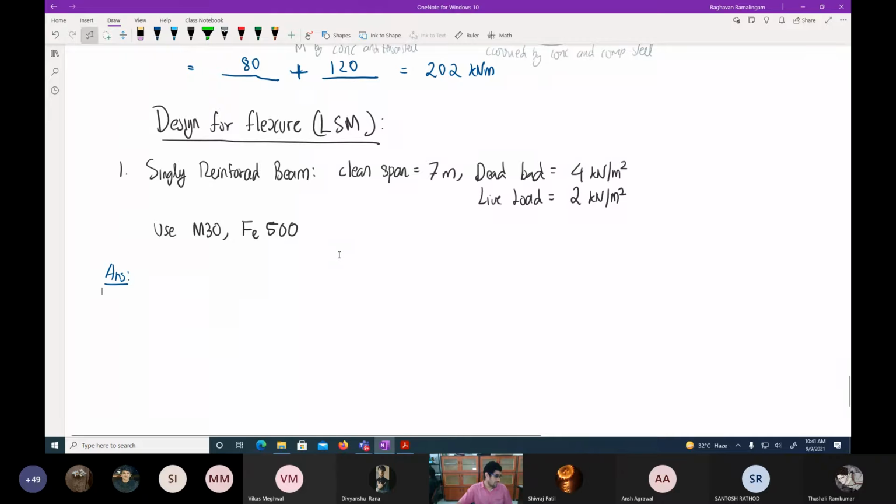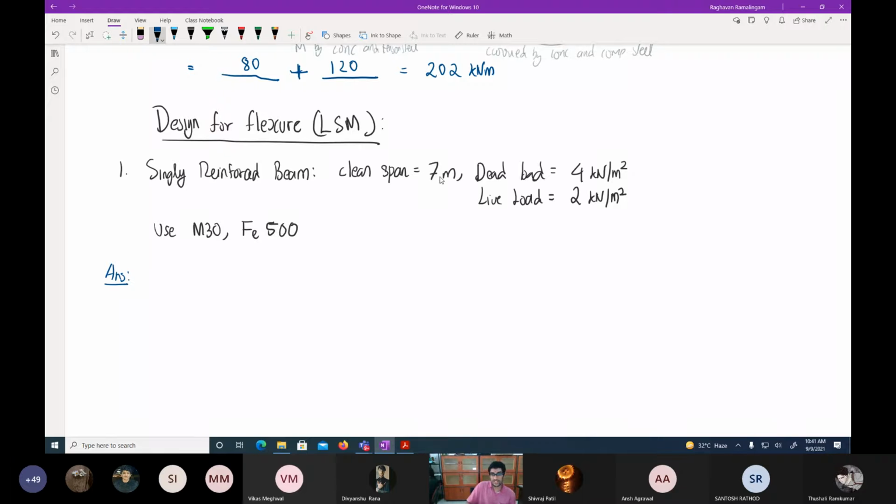Okay. So some problems on design for flexure. Hopefully, we'll do one of this and one doubly reinforced beam we'll try to do. So this is the problem which I have given. This is all the details that will be given to you in a design problem: what is the span, what is the load, and what materials you can use. Usually, only this much will be given to you, and you have to decide the dimensions of the beam as well as the reinforcement.